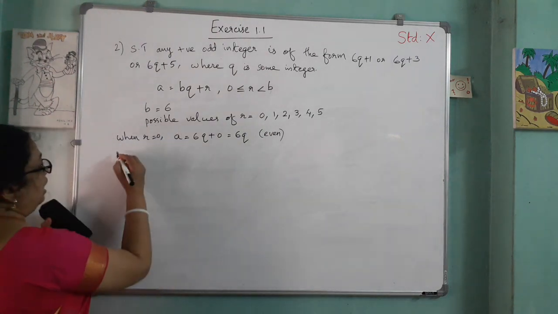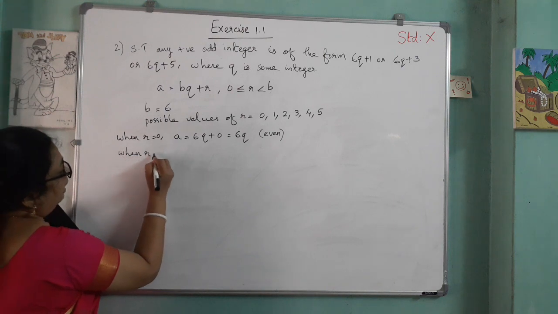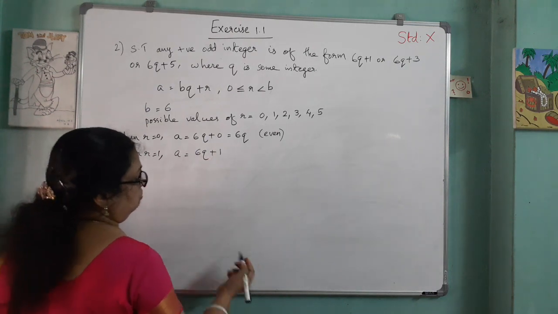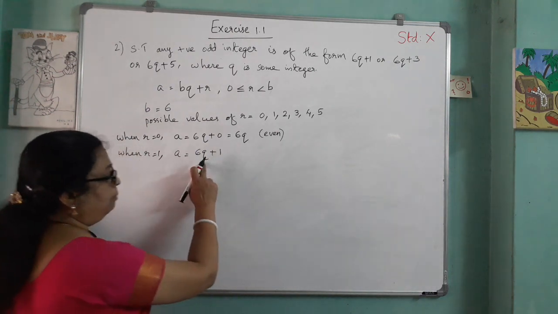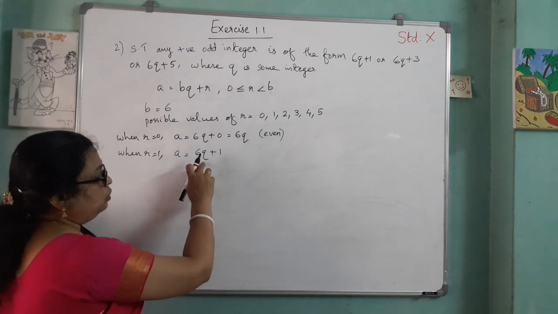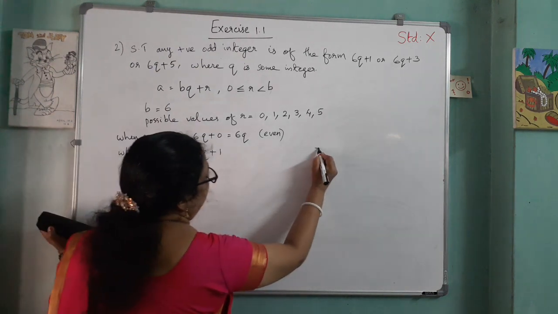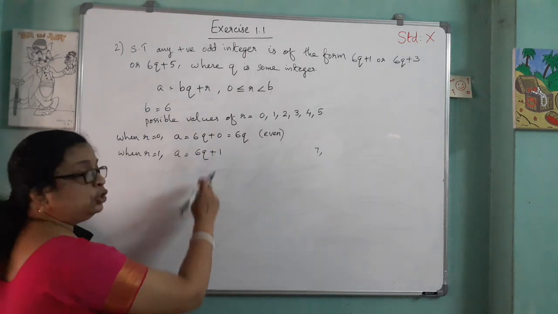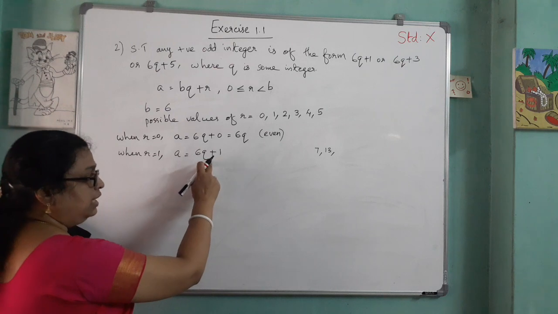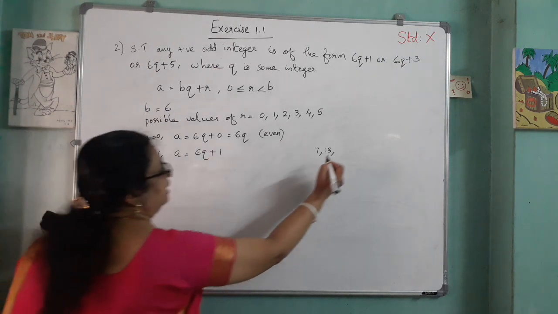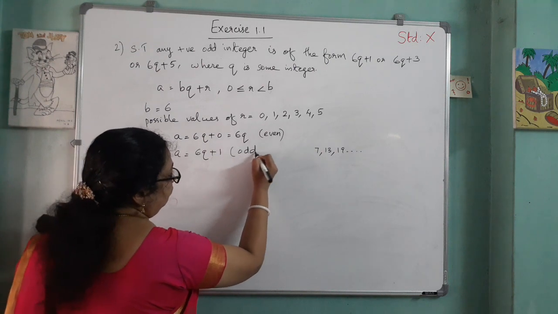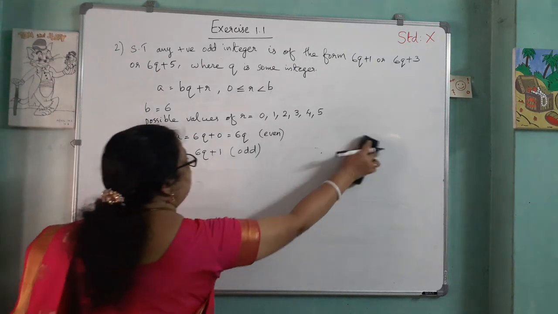And next we write, when r equals 1, that is a equals 6q plus 1. Here we are putting numbers. When q is equal to 1, 6 into 1 plus 1, 7. When q equals 2, 6 into 2, 12 plus 1, 13. q equal to 3, 6 into 3, 18 plus 1, 19, and that way. And these all are odd integers. So these are odd.